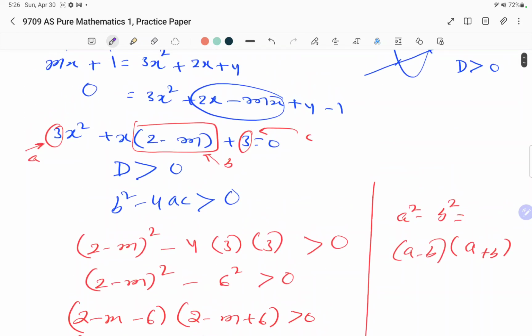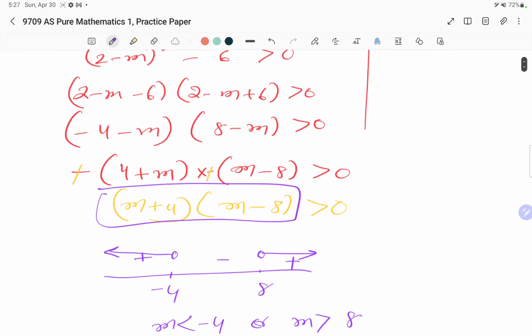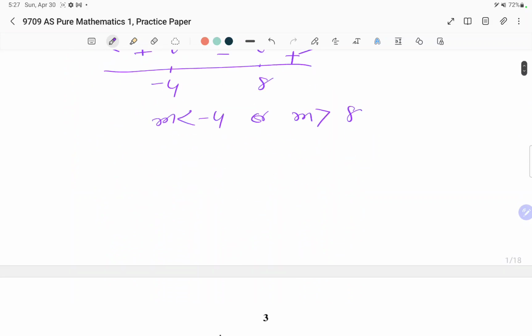Now we have to check whether there is any condition on m. It says find the set of values of m. There is no other condition like find the set of positive values of m. It's not written anything. So this will be the answer, either m less than minus 4 or m greater than 8.